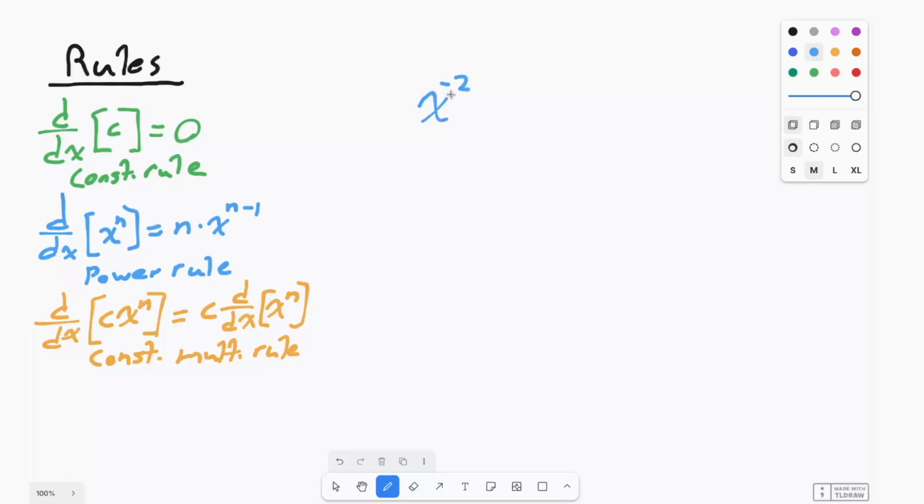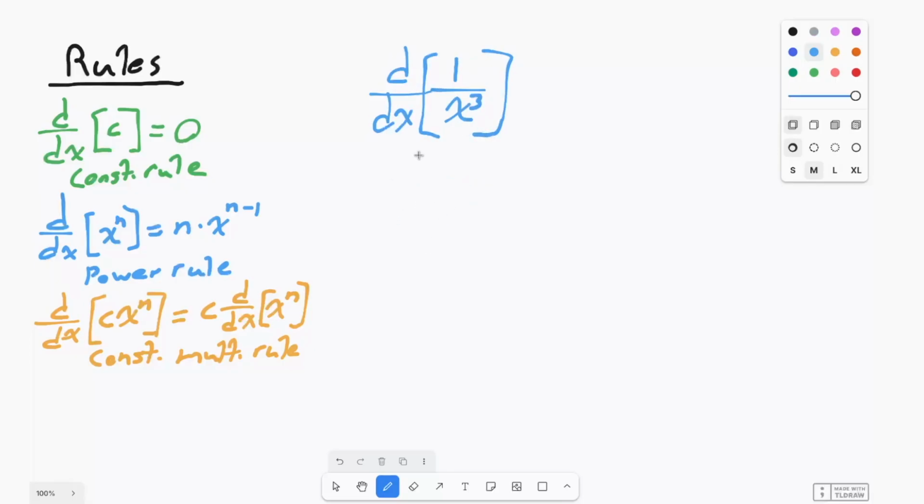But we need to keep in mind that we are dealing with a negative exponent. So when we bring down our n, it's going to be negative. So if we take the derivative of x to the negative 2, we bring down that exponent. We have our x, and then we subtract 1 from negative 2. So that's going to be negative 3. Negative 2x to the negative 3.